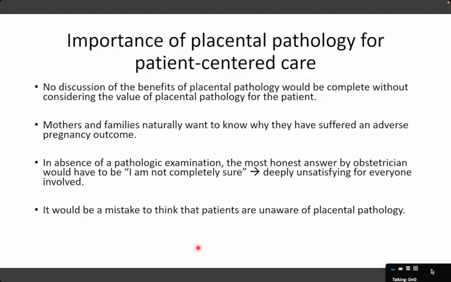So no discussion of the benefits of placental pathology would be complete without considering the value of the placental pathology for the patient. Mothers and families naturally want to know why they have suffered an adverse pregnancy outcome. In the absence of a pathologic examination, the most honest answer by an obstetrician would be, "I'm not completely sure." And this is deeply unsatisfying for everyone involved.